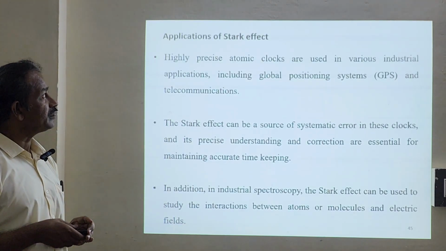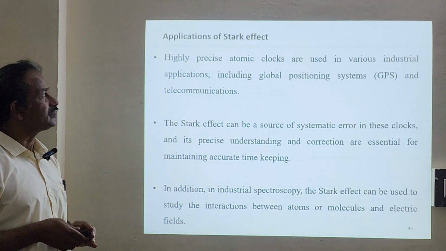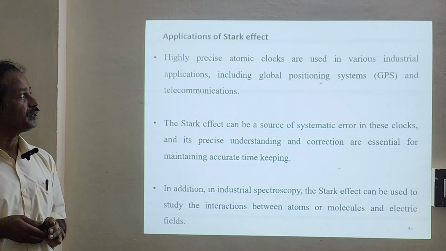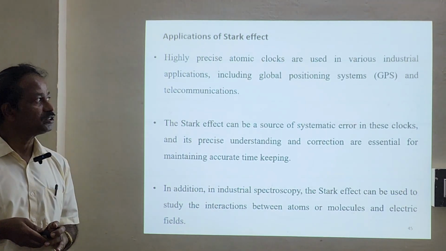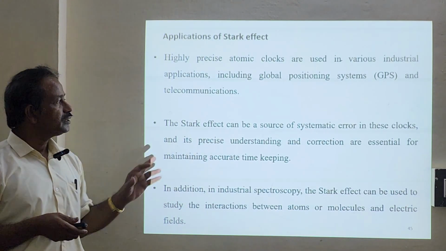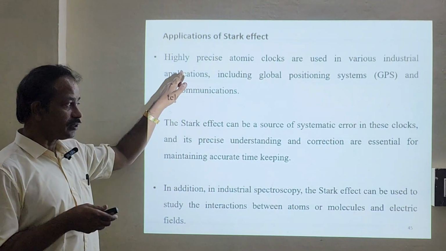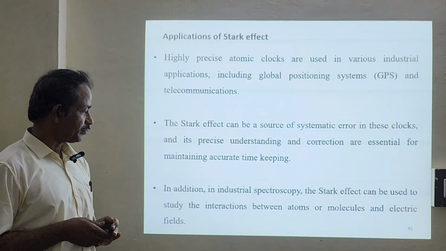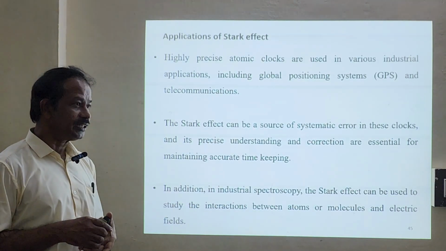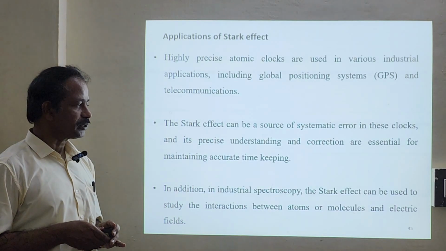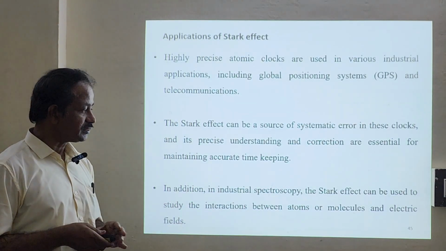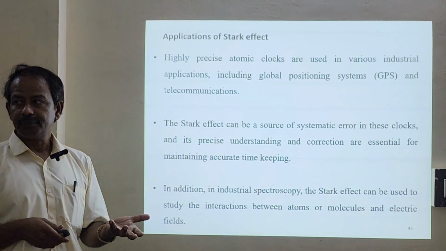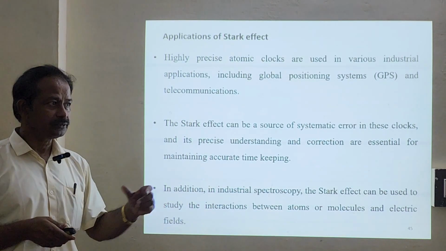So what are the applications of the Stark effect? There are mainly three applications. The first is highly precise atomic clocks, which are used in various industrial applications, including GPS, the global positioning system, and telecommunications. The Stark effect can be a source of systematic error in these clocks, and its precise understanding and correction are essential for maintaining accurate timekeeping. The last one is very important, which we study at research level. In industrial spectroscopy, the Stark effect can be used to study the interactions between atoms and molecules and electric fields. In fact, we can study the structure of atoms and molecules using the Stark effect.